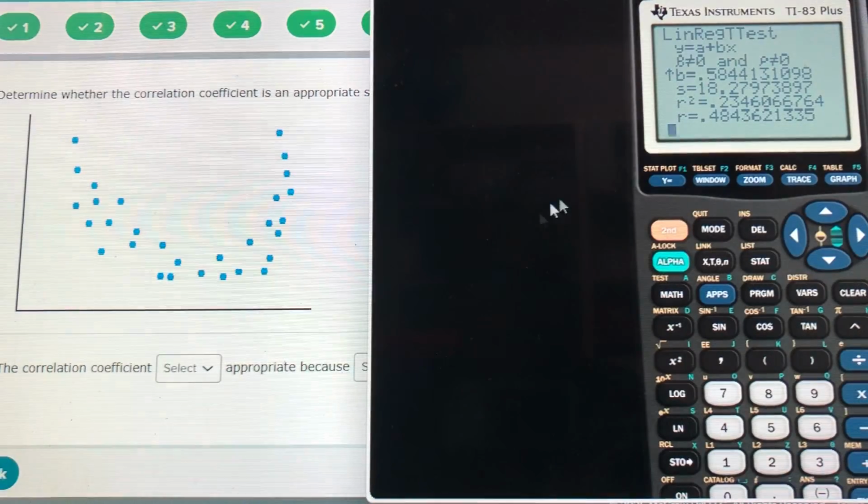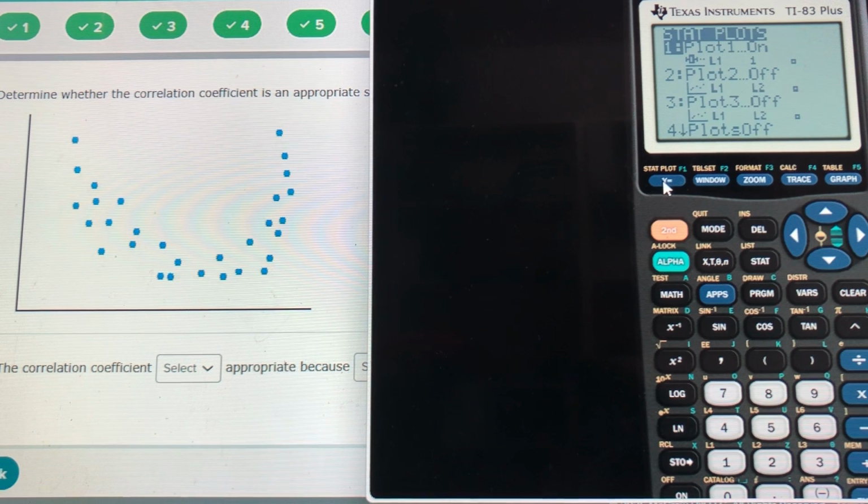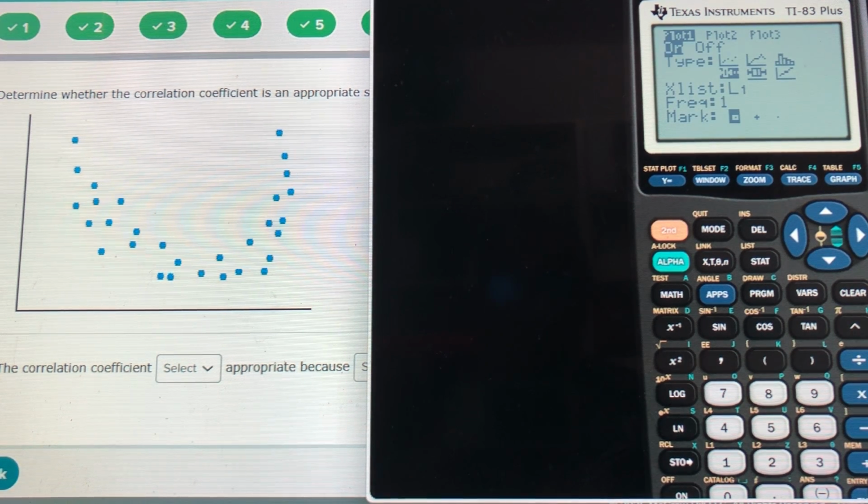Now, there is a scatter plot in here. If I go to second Y equals, go into plot 1 again by pressing enter. Remember how we did box plot a second ago? The very first type of graph is called a scatter plot. This is a scatter plot right here.